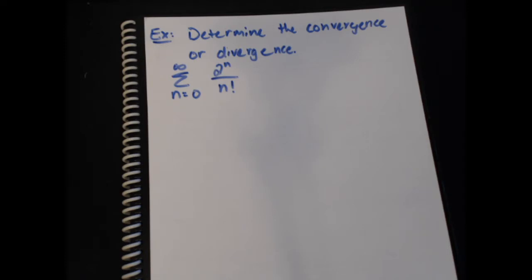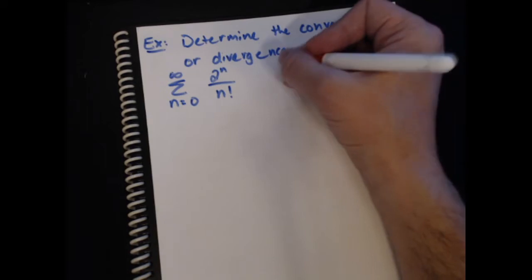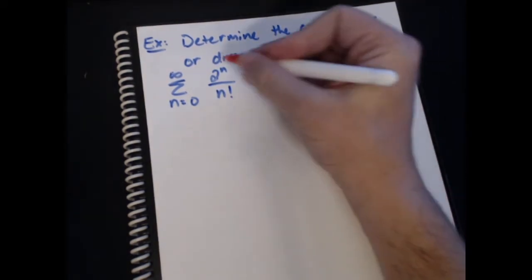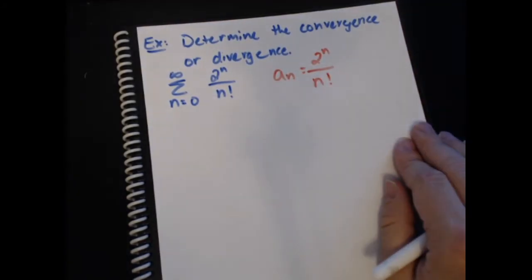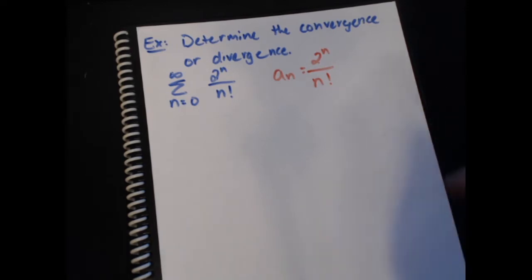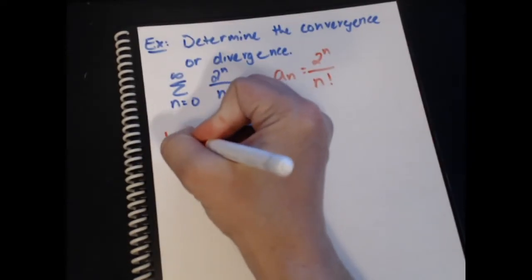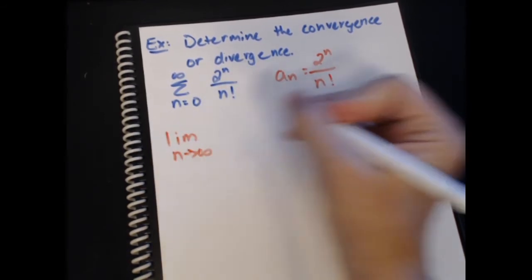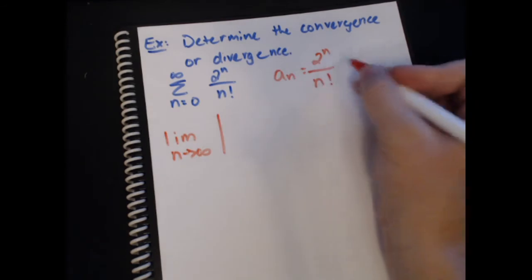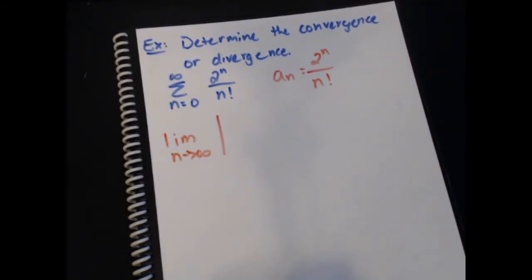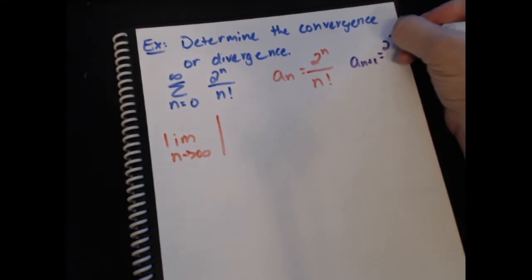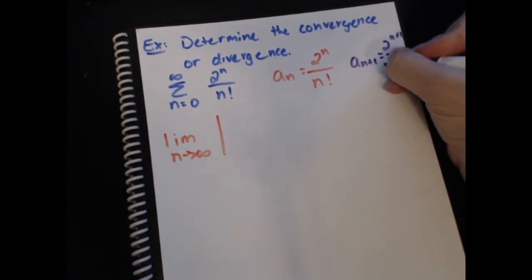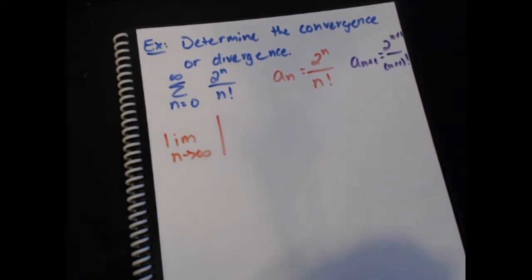So the idea is you want to identify what a sub n is, and a sub n in this case is your original value here, so it's 2 to the nth over n factorial. Then we want the limit as n approaches infinity of a sub n plus 1, which, if I know what a sub n is, a sub n plus 1 is equal to 2 to the n plus 1 over n plus 1 factorial.